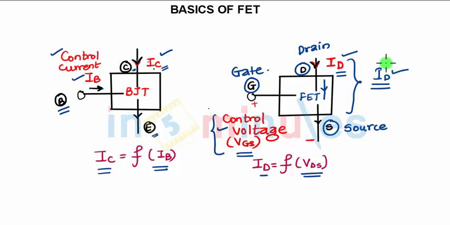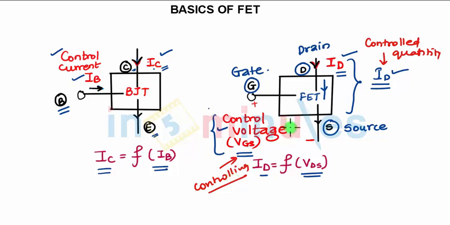This is your controlled quantity, ID, and who is controlling it? The voltage is controlling it without direct contact between the controlled and controlling quantity. So it is called field effect. This electric field, you can say voltage or electric field, is controlling this current ID. So it is called field effect transistor.